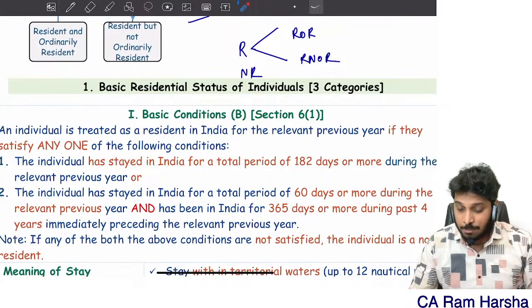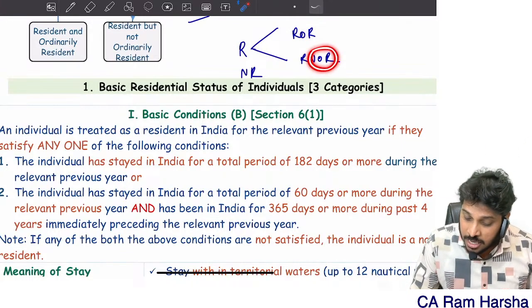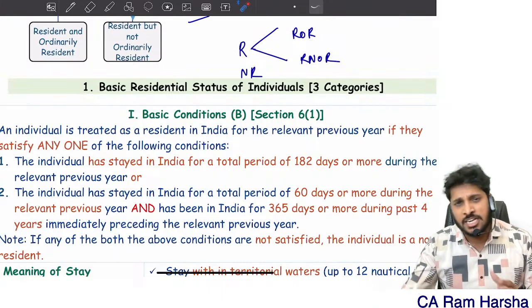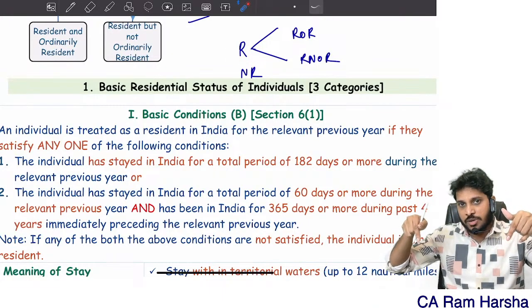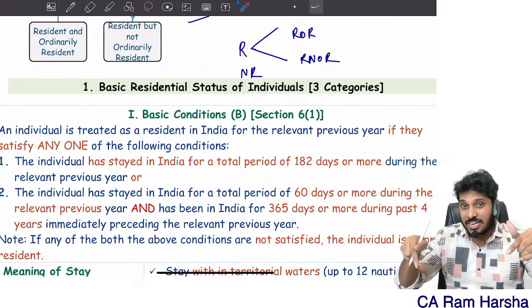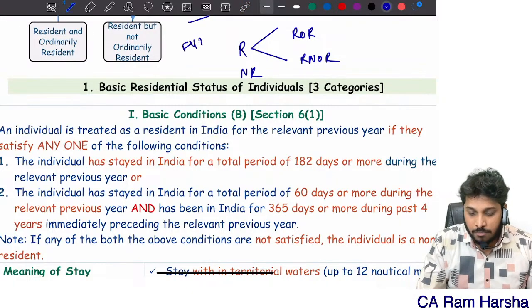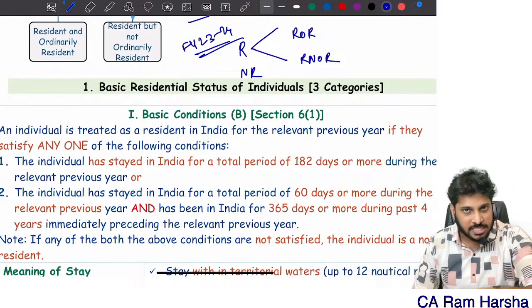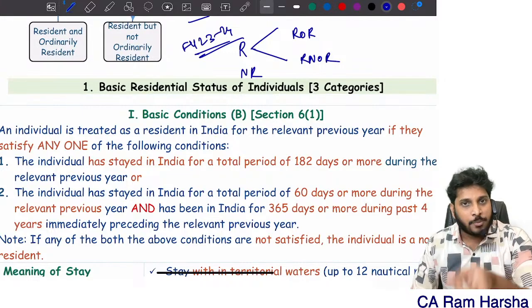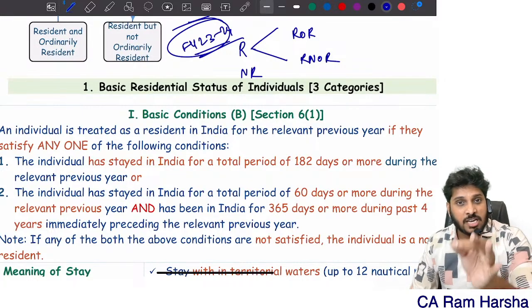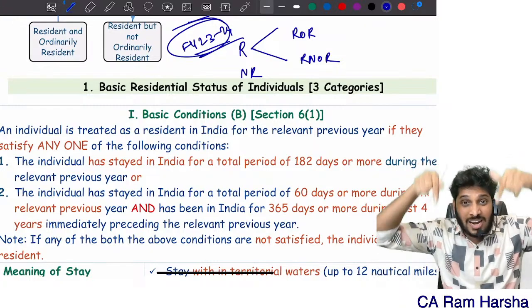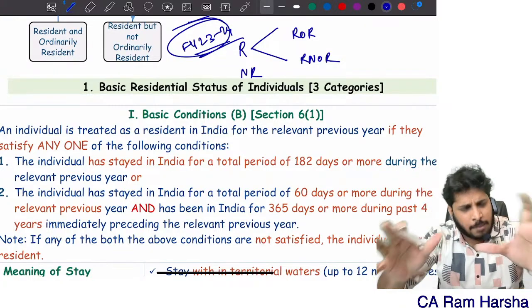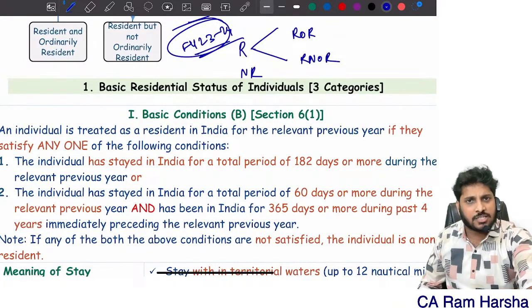Then we will think about whether he is ordinarily resident or not ordinarily resident. First, when will he be a resident? In the current year he must be in India. Simple logic. You are doing the problem for financial year 23-24. In the examination, for the Jan 25 attempt, problems will be asked on previous year 23-24. In 23-24, if he is in India in that year for some number of days, I will tell you the number of days, then he is a resident.